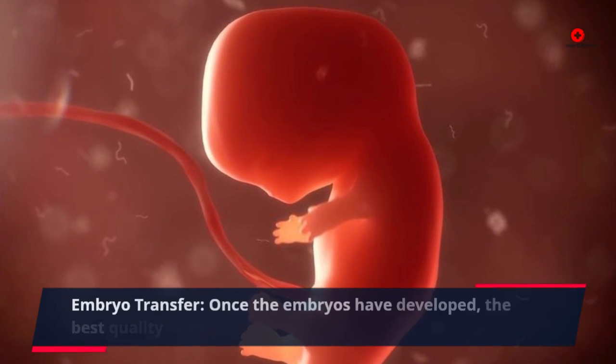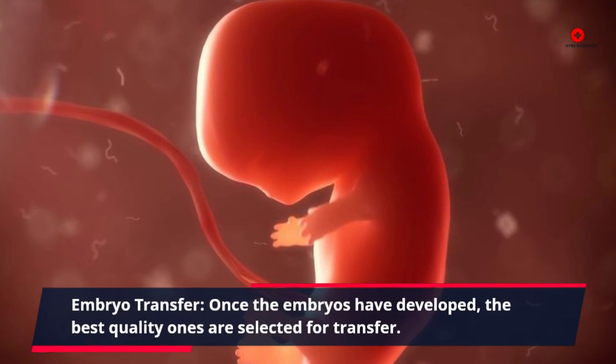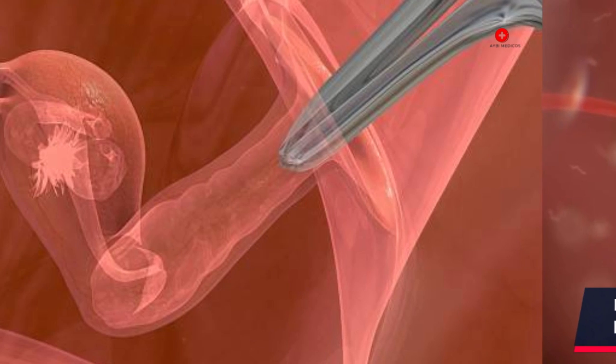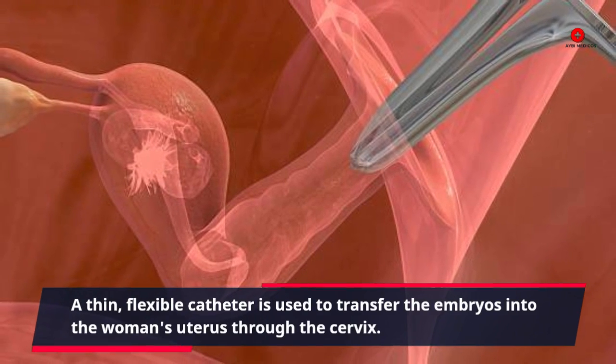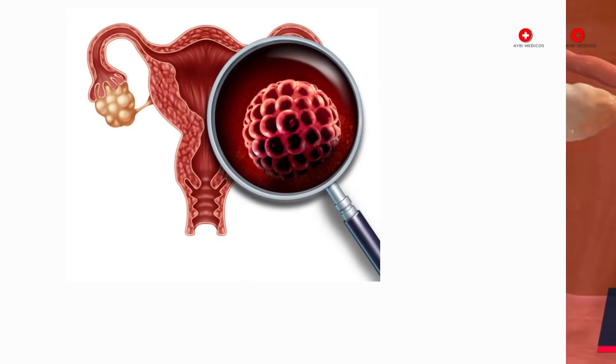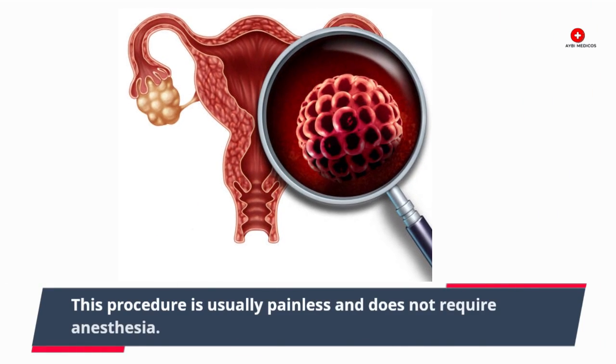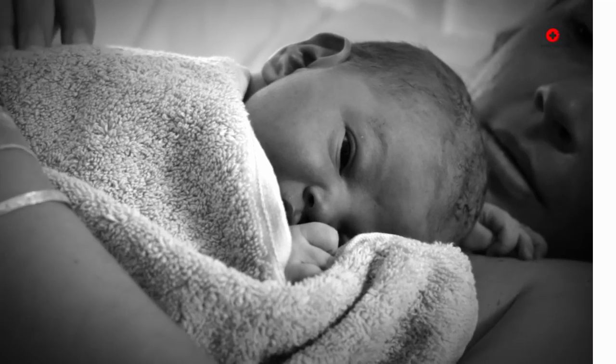Embryo transfer. Once the embryos have developed, the best quality ones are selected for transfer. A thin, flexible catheter is used to transfer the embryos into the woman's uterus through the cervix. This procedure is usually painless and does not require anesthesia.